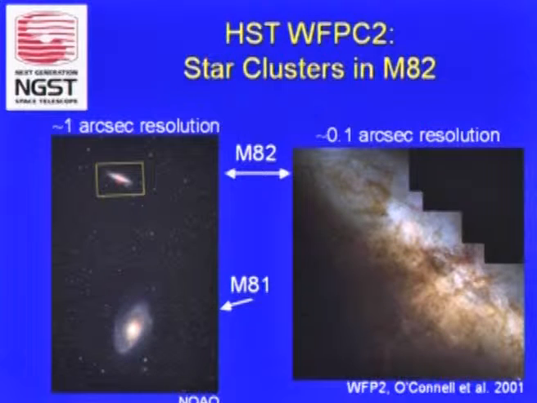This is a typical image, this is a blow-up of M82, the central region of this edge-on spiral-type galaxy. So the stars appear to be a lot smaller.